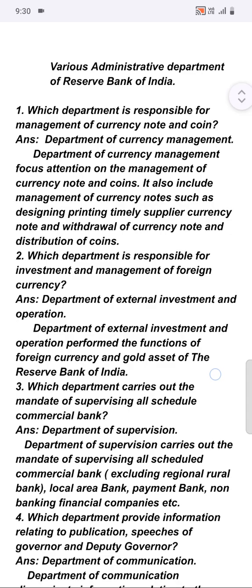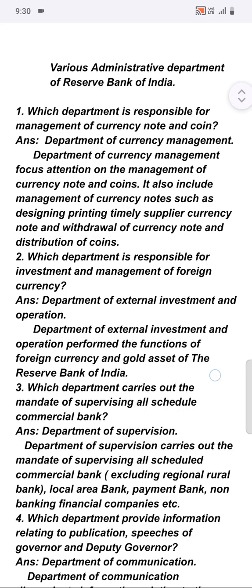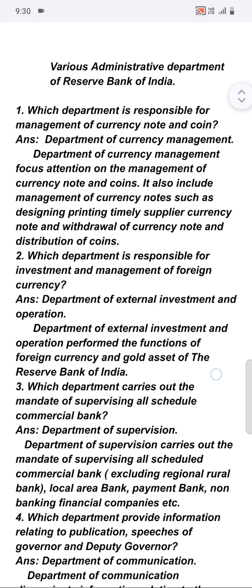Today, I have come with various questions with explanations relating to various administrative departments of Reserve Bank of India. So, number one question is, which department is responsible for management of currency note and coin? Answer will be Department of Currency Management.